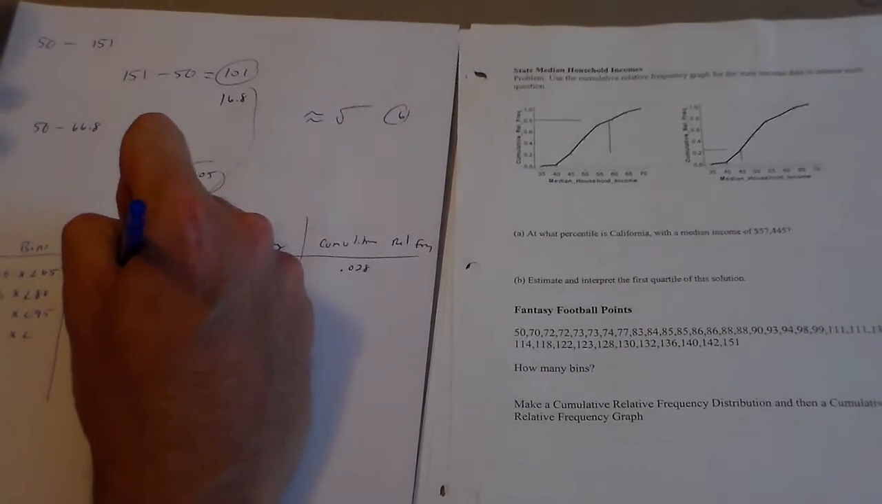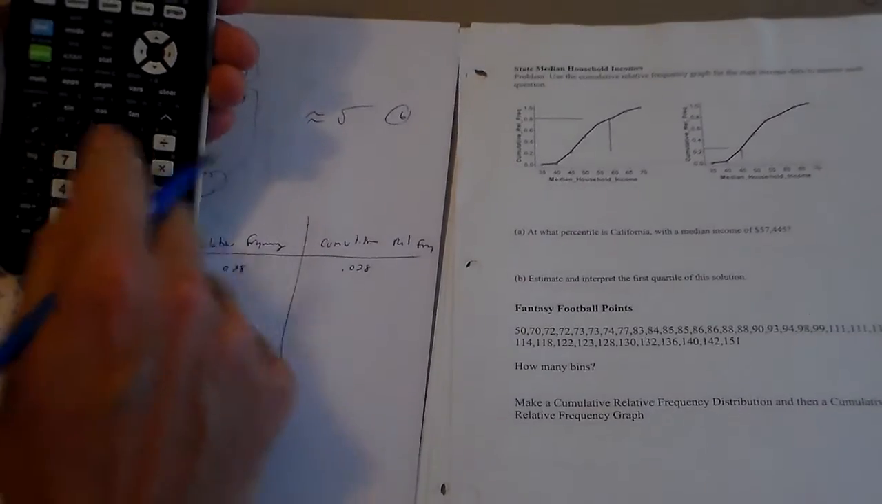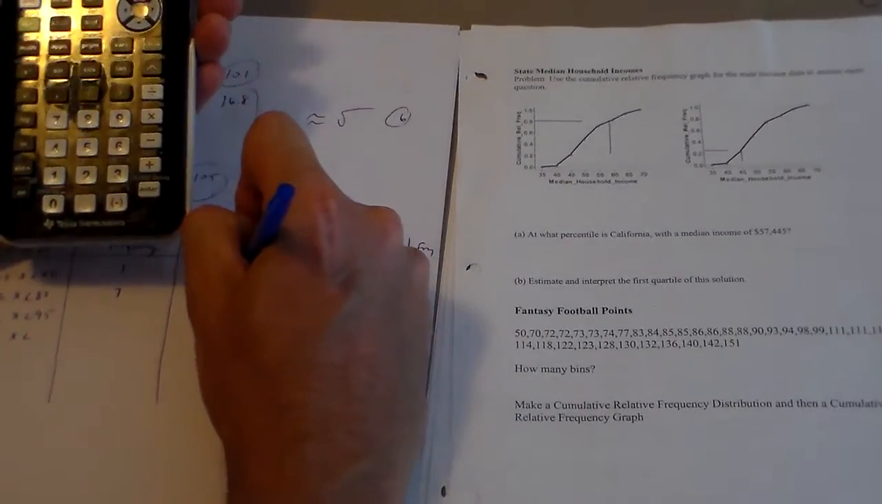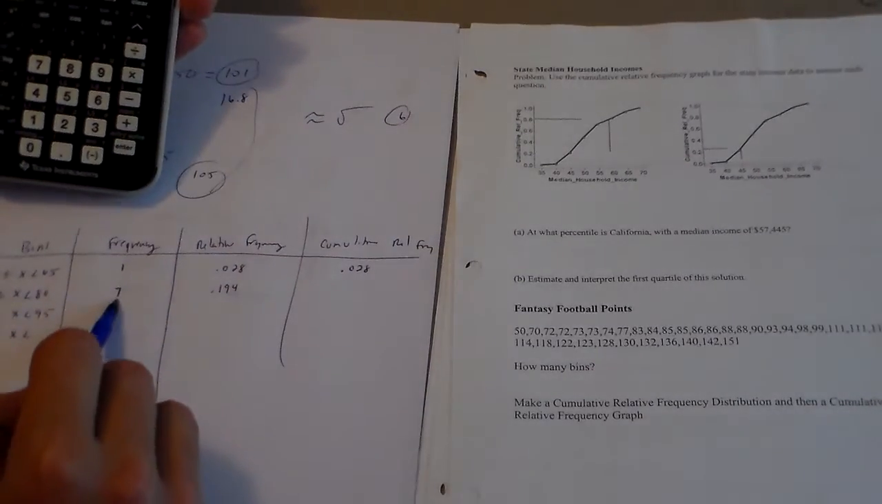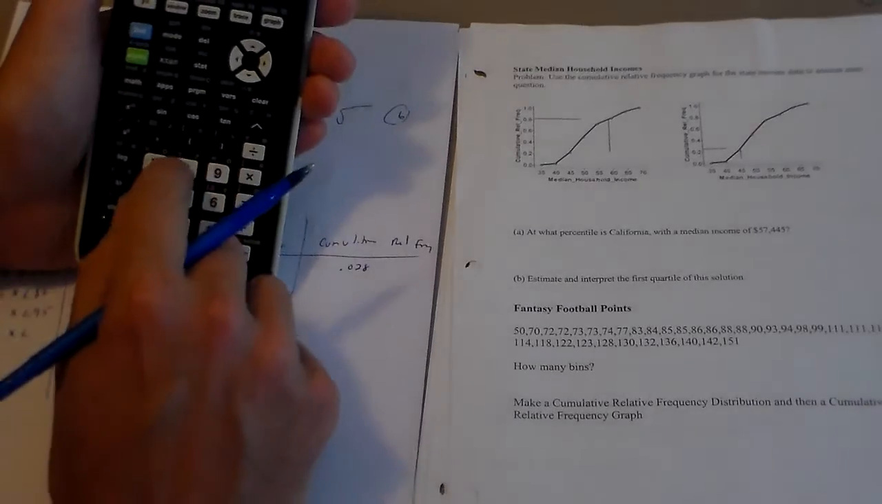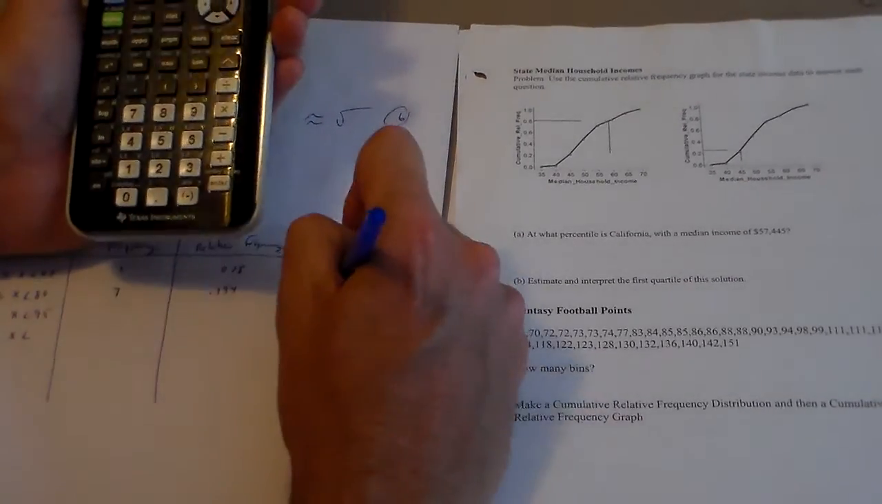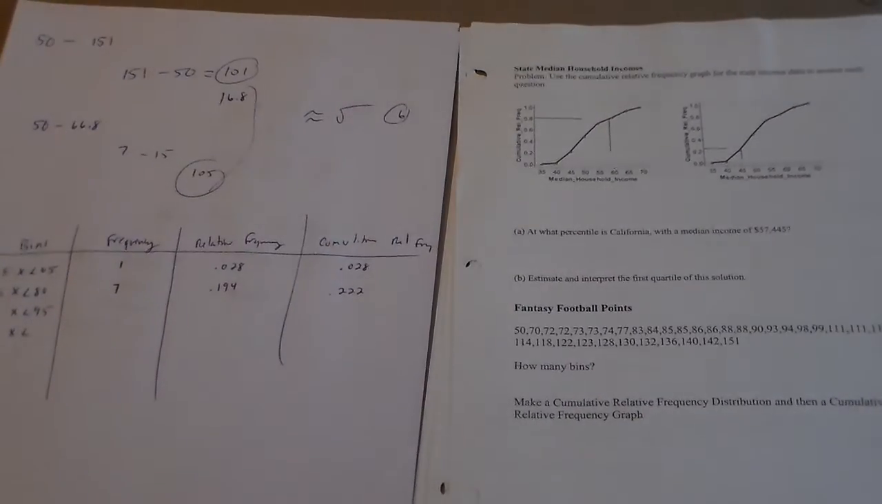So for the next bin, you should have had a 7 there. And then we do 7 divided by 36, and we get 0.194. But then the cumulative means it adds both of these up. So I'm going to do 8 divided by 36, and I get 0.222. So almost the 25th percentile, almost the first quartile.